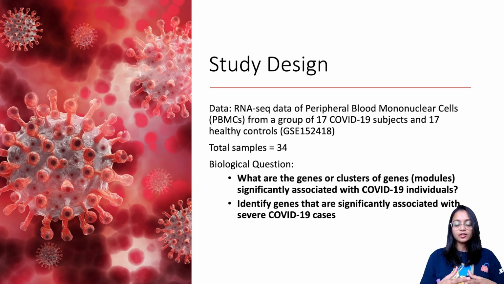The data that we are going to use today is RNA sequencing data of peripheral blood mononuclear cells from a group of 34 individuals, half of which are COVID-19 infected and half of which are healthy. We are utilizing weighted gene co-expression network analysis to answer a few questions. The questions that we are asking today are: what are the genes or clusters of genes, that is modules, that are significantly associated with COVID-19 individuals? And what are the genes that are significantly associated with severe COVID-19 individuals?